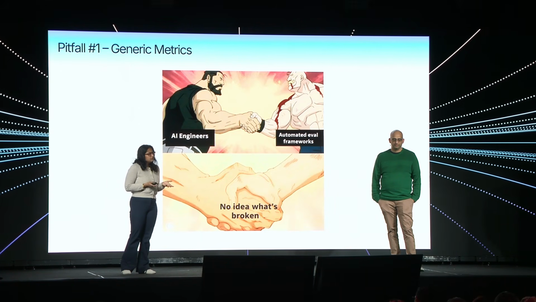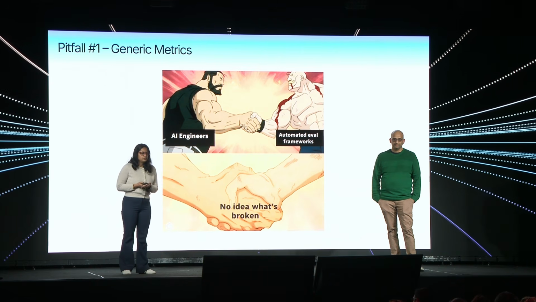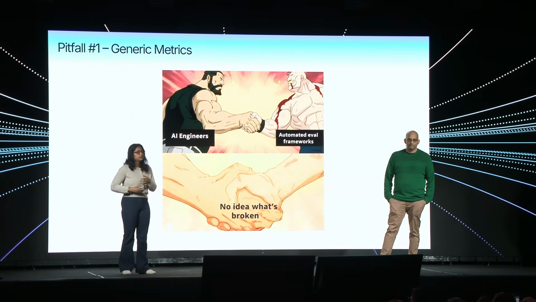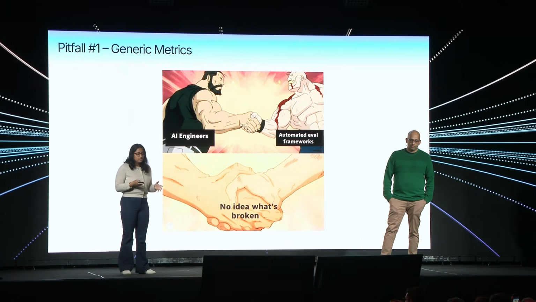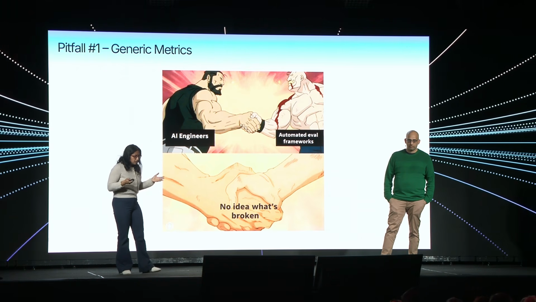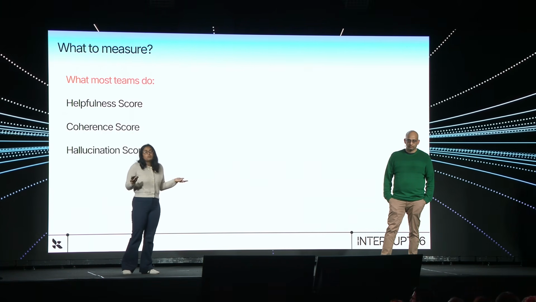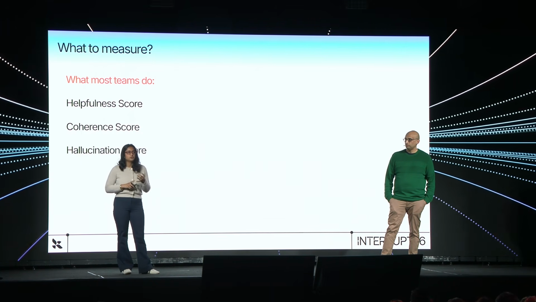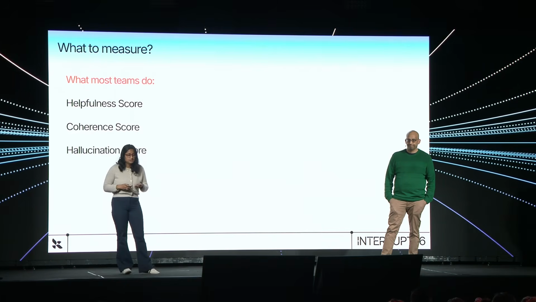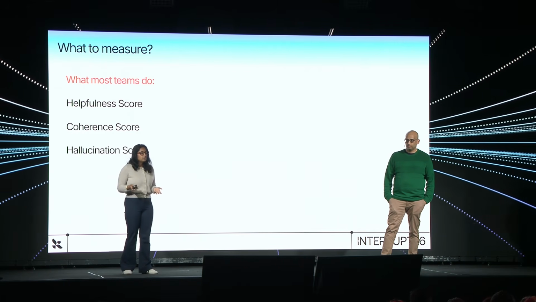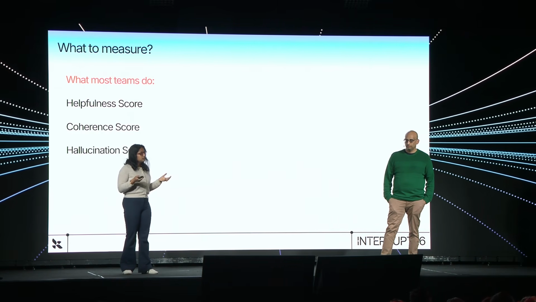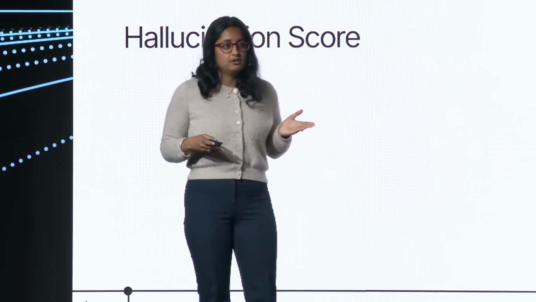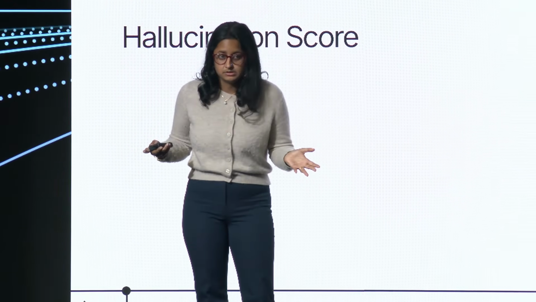And it's tempting to use these generic metrics, right? After all, we use generic metrics for software. We measure things like latency or uptime. But AI needs a different approach. Even then, what are these so-called generic metrics? You might have heard things like helpfulness or hallucination or coherence. And yeah, they sound like they're important to measure. But when you really think about it, they're quite ambiguous, one. Can you really tell exactly what hallucination means?